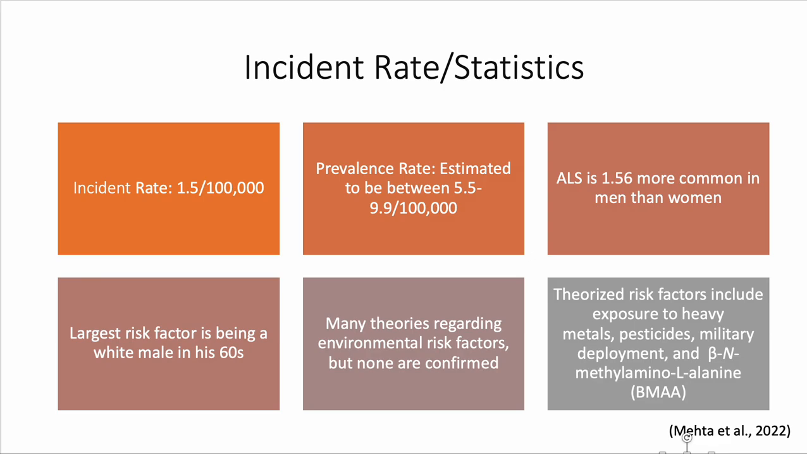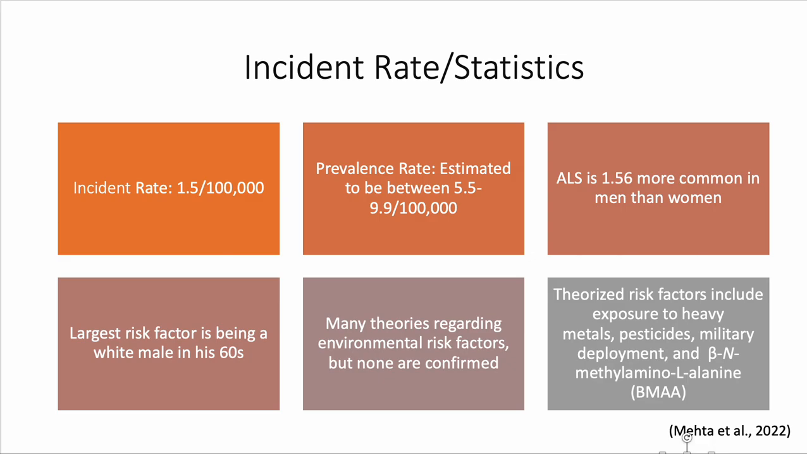In this slide, I'll be discussing the incidence rates and statistics regarding ALS. The incidence rate in the US is 1.5 individuals per 100,000, and the prevalence rate is estimated to be between 5.5 and 9.9 per 100,000.